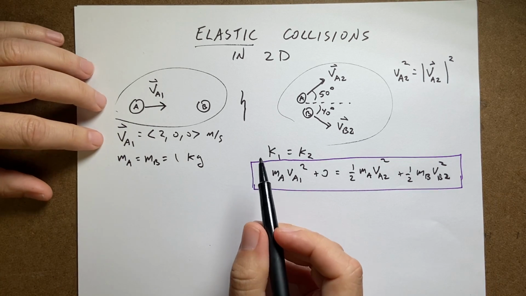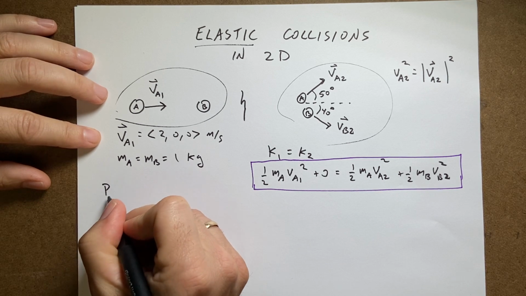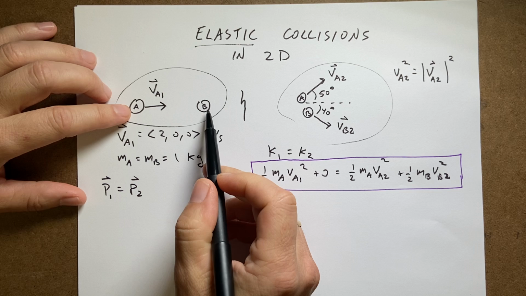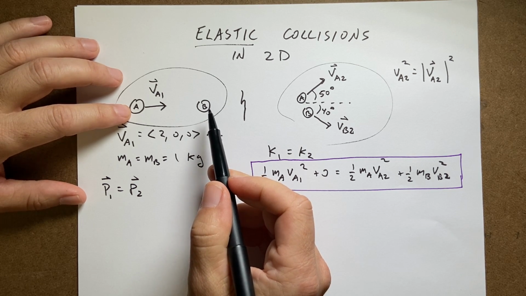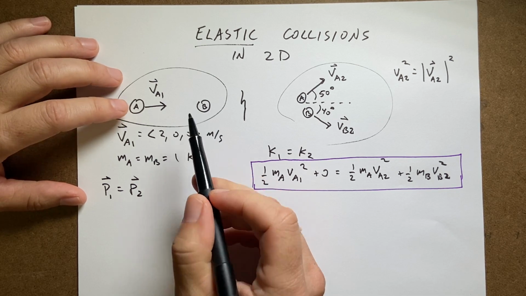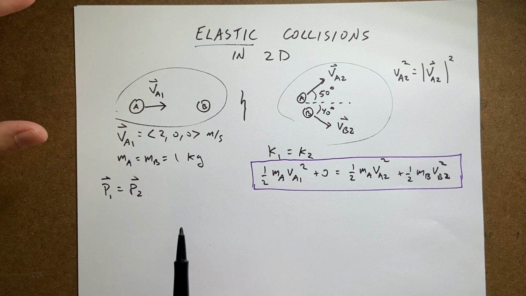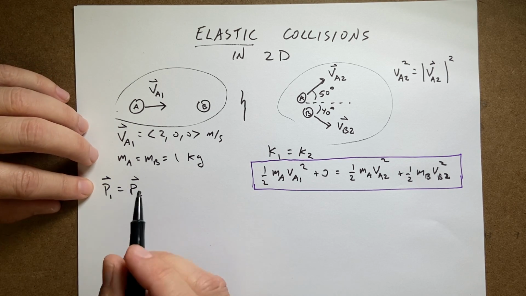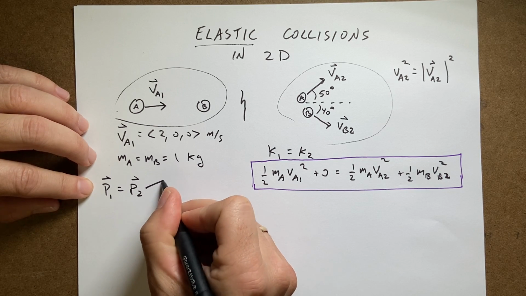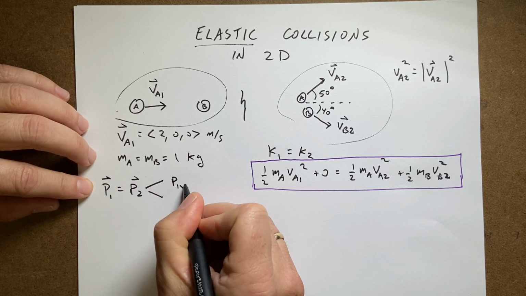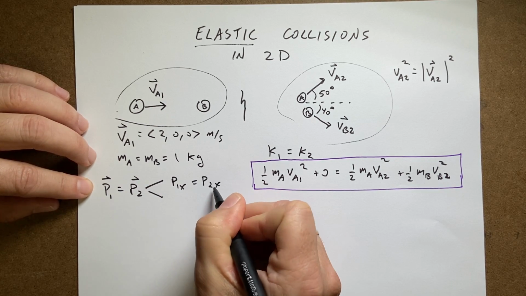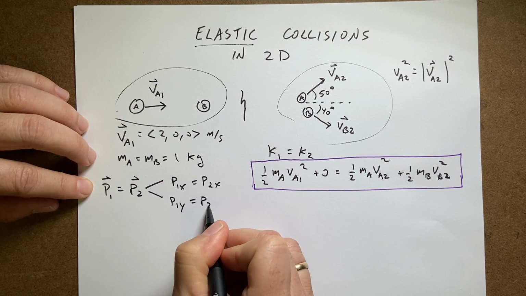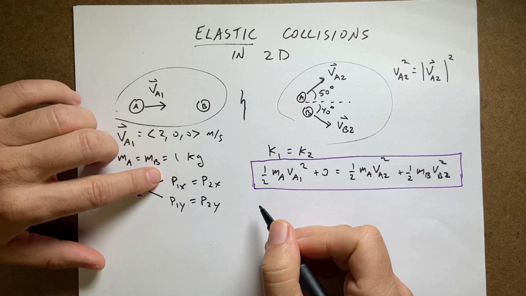Purple box. Okay, now the other equation I have is P initial equals P final. The total momentum is constant because in all collisions where there's no external forces, the momentum has to be conserved. Now this is a vector equation, so it's actually easier to write this as 2 scalar equations: P1x equals P2x, initial and final total, and then P1y equals P2y. So I actually have 2 equations. Let me write this first one.